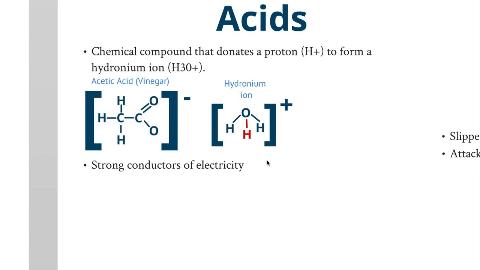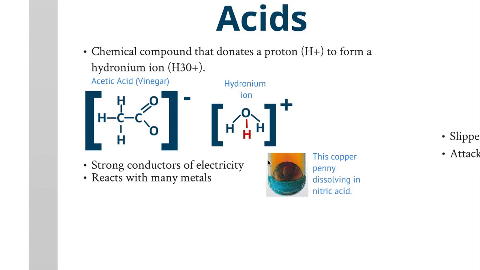The result is that acids are strong conductors of electricity, because these ions, since they're charged, can easily conduct an electric current. Acids react with many metals. For example, this copper penny is dissolving in nitric acid. The penny is brown, the acid is orange-ish, and when this penny dissolves, you see that blue. That blue is the copper ions inside of the solution.